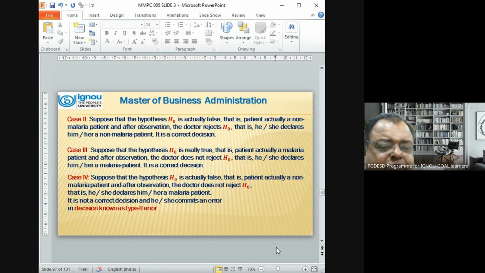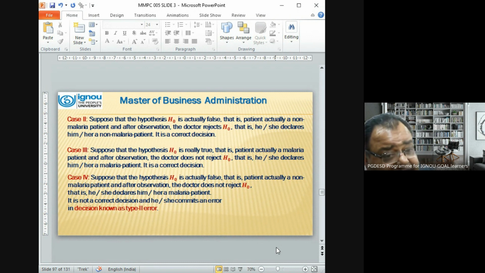What happened in case 2? Suppose the hypothesis H naught is actually false. That is, the patient is actually a non-malaria patient, and after observation, the doctor rejects H naught. That is, he or she declares him a non-malaria patient. It is a correct decision.